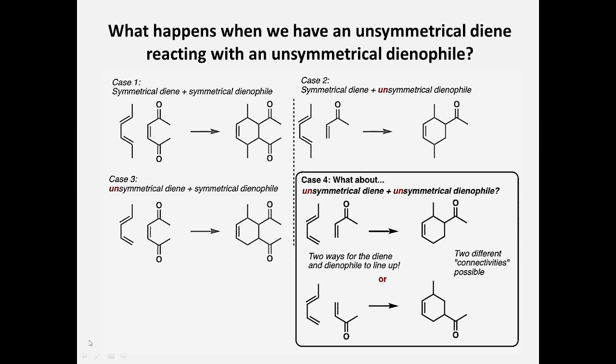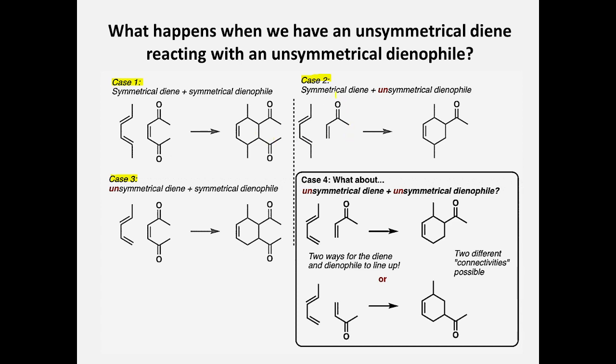Now if we move further and see another example, when we have an unsymmetrical diene reacting with an unsymmetrical dienophile, four possible options are there, as you can see with case 1 and case 2. In cases 1, 2 and 3, either one of the diene and dienophile is unsymmetrical. For example, in case 1 both of them are symmetrical, the diene and dienophile, so there is no trouble assigning the product structure.